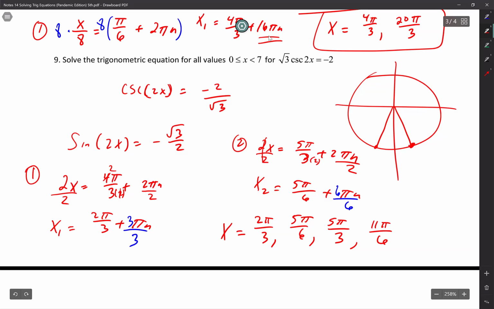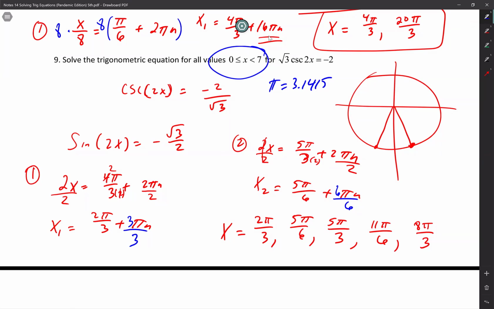And let's see, let me go one more from the x1. 8 pi over 3, and I think that one's not going to be in there. Okay, so which ones are between 0 and 7? I know pi is 3.1415, and a lot of you know like the next 30 digits, and that's fine. We're going to just say pi is approximately 3 just so we can round here.